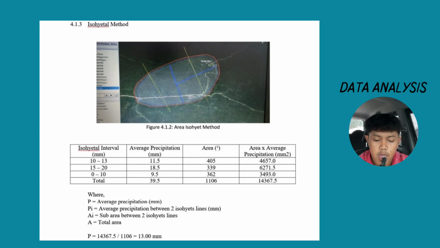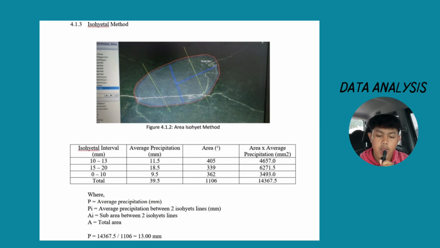This is referring to the zombie station. It goes the same way for the next two stations. We have to add the two isohyetal interval values and then divide by 2. And then the areas, we got 405, 339, and 360. The next table is the area times the average precipitation in mm squared.